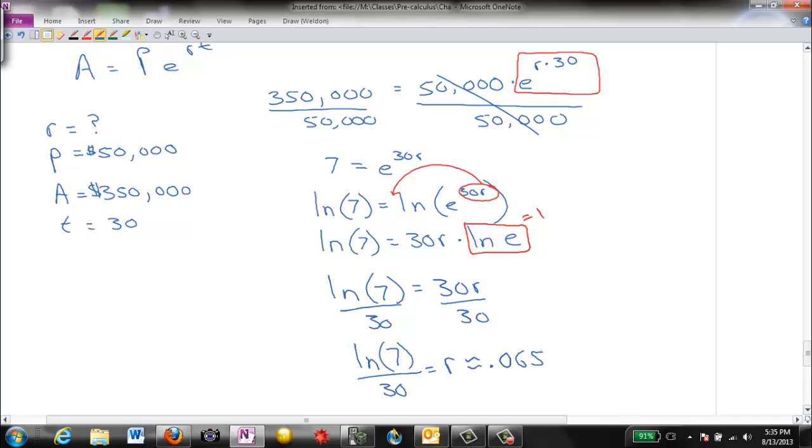And then converting that to a percentage, that would be an interest rate of 6.5%. So you would have to go to the bank and say, I need at least a 6.5% interest rate so that I can retire in 30 years. And good luck with that.